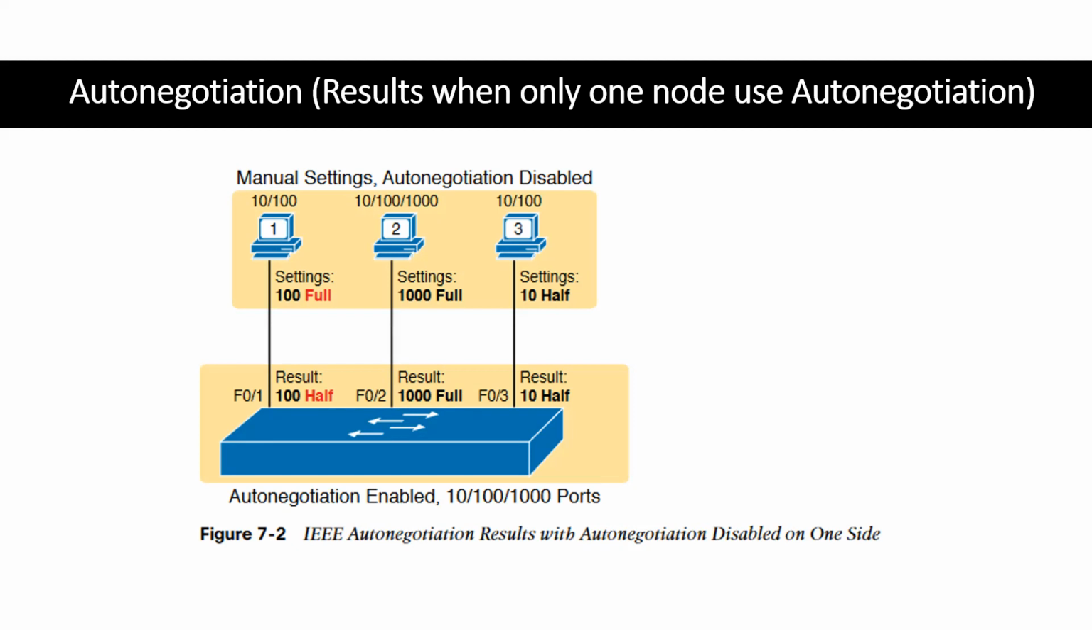What will happen? If we look to the right, we see that the manual settings are on all the PCs. The speed is set, duplex is set. And I want you guys to look at PC1. Manual settings are set on one side, and of course the switch is disabled on the other.